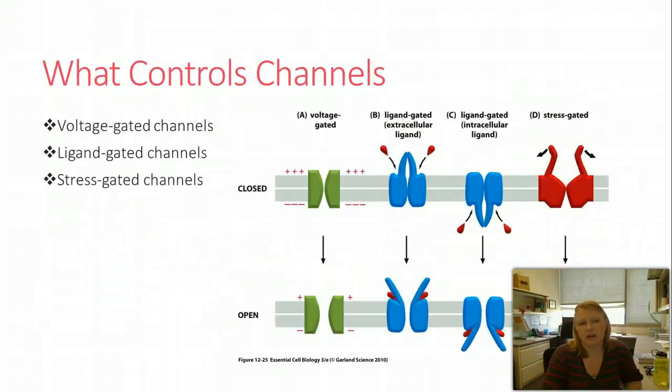So how are they controlled? There are three main types of controls in ion channels. There's voltage gated. We're going to talk a lot about voltage gated and how this works in nerve cells in a second, but basically, the electrochemical gradient is what helps open and close them. Then we have ligand gated, where a ligand has to bind and change the conformation of the ion channel, allowing it to open or close. And then we have stress gated, where a physical event occurs on the gate that allows it to open or close.